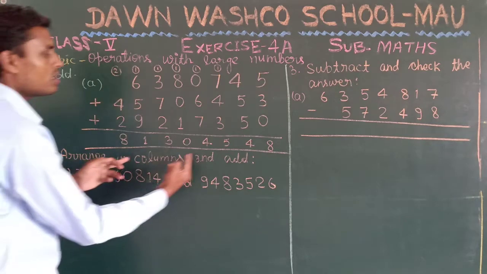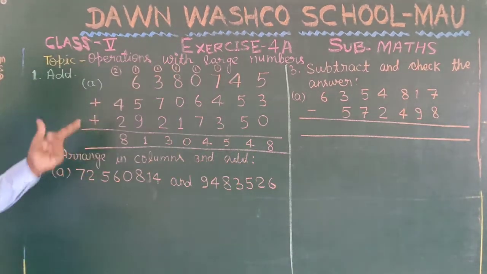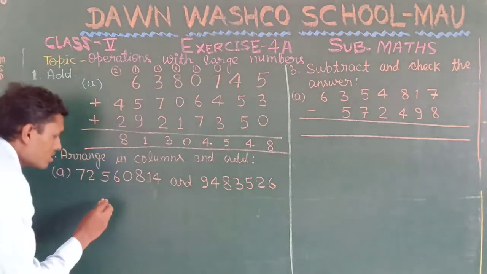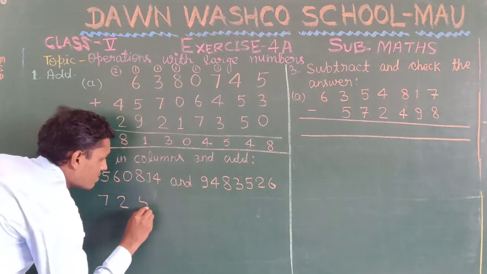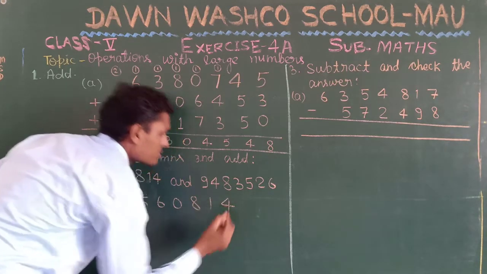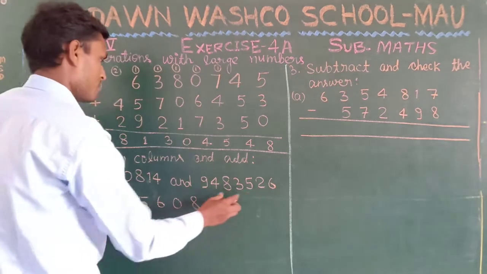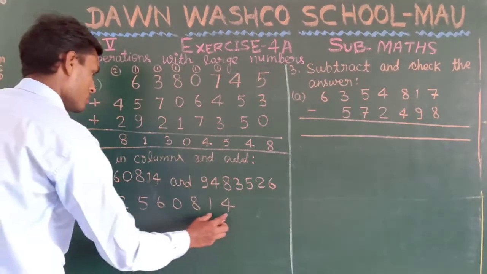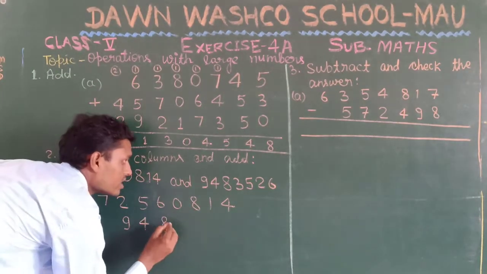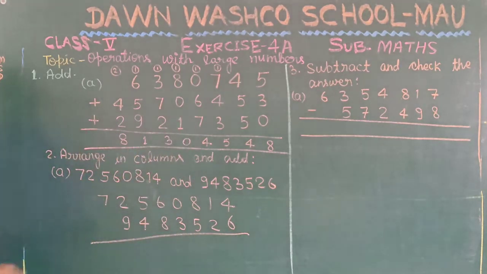This is arrange in columns and add. Let us find the solution of this question. So let us arrange it in column method. What is column method? Let me tell you. We will write this number like this: 5, 6, 0, 8, 1, 4. Okay. Now write this number: 9, 4, 8, 3, 5, 2, 6.